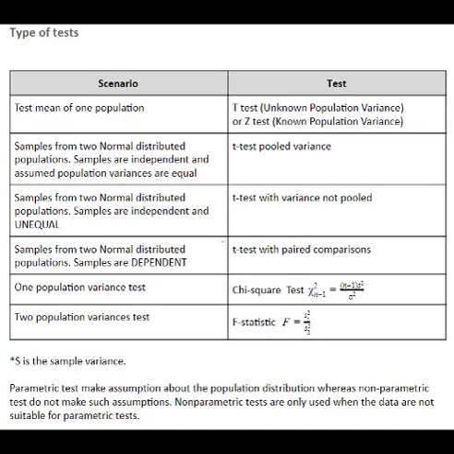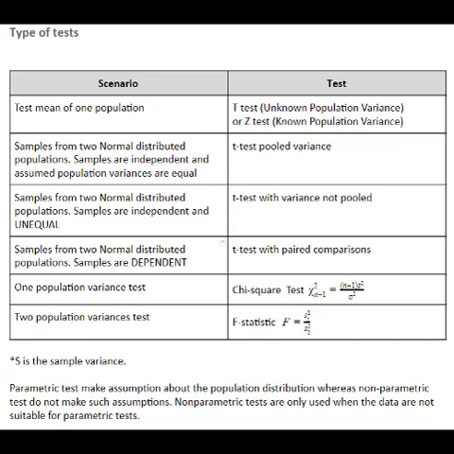Hi, today we're going to talk about types of tests. We have already talked about the t-test and z-test in our previous sections. When we want to estimate or ascertain the mean of a population, two famous tests are the t-test and z-test.